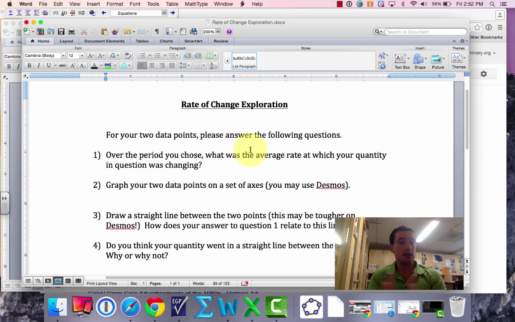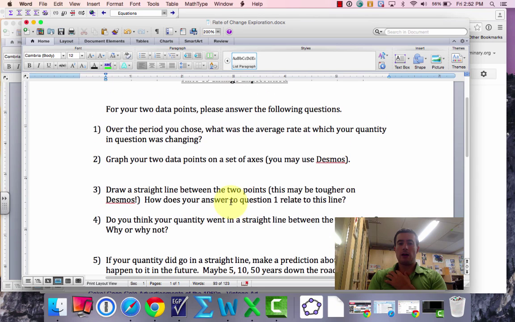So whatever your quantity is, we're going to find that rate of change, usually per year or per week or per day or per hour or per something. Then on a set of axes, you can use Desmos for this, graph your two data points. You might have to print it because it's really hard to do this on Desmos right now. Draw a straight line between those two data points on your graph. My question is, how does your answer to question one relate to the line that you just drew containing those two points?